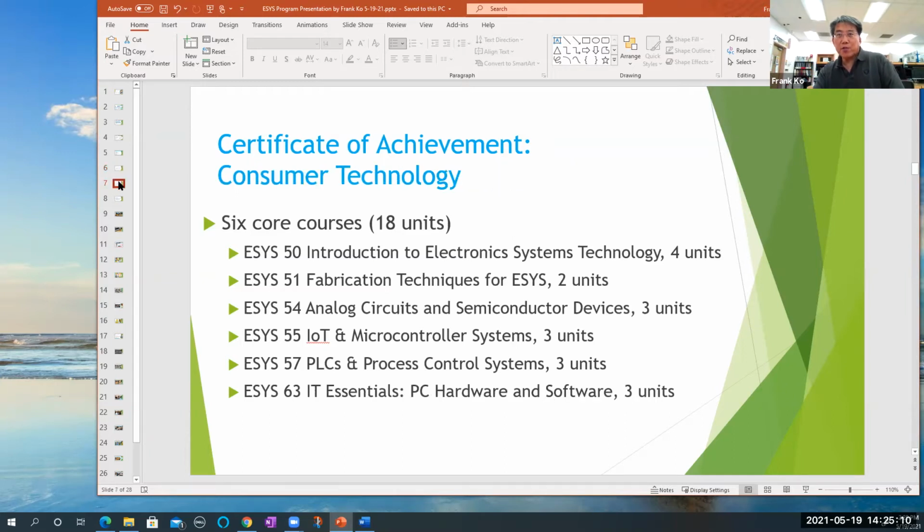We also have a certificate of achievement in consumer technology, a different mix of our 6 courses totaling 18 units. And that is another opportunity that, conceivably, depending upon the individual, could be done in a year.